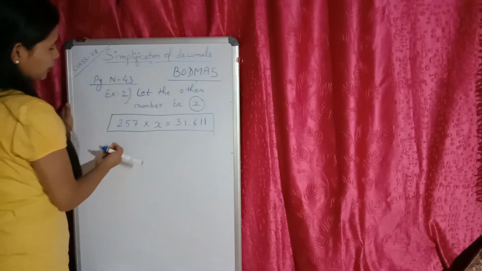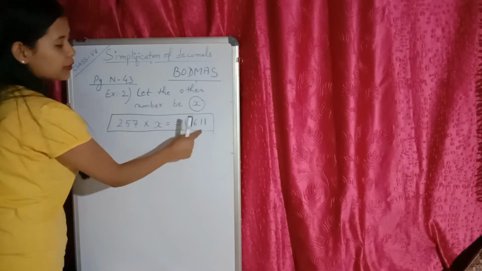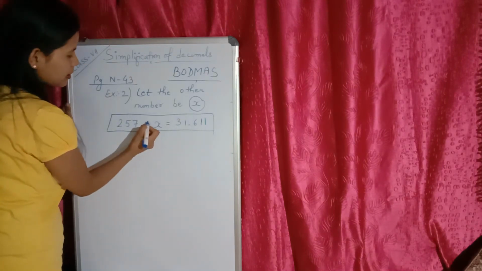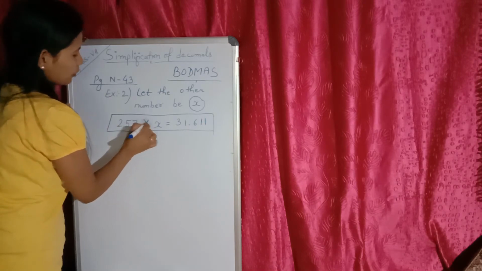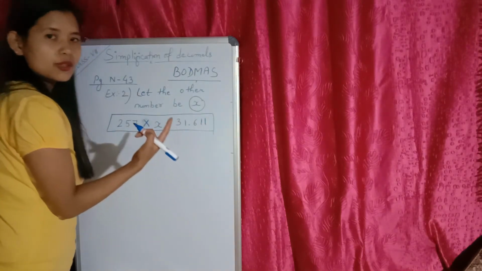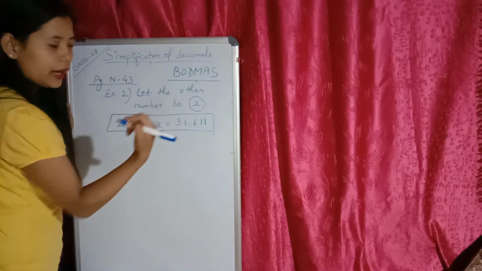Okay, so why this multiplication? Because the question says the product of two numbers is this much. Product means multiplication. Okay, and one number given is 257 and the other number we are assuming it to be x, and we are finding the value of x.